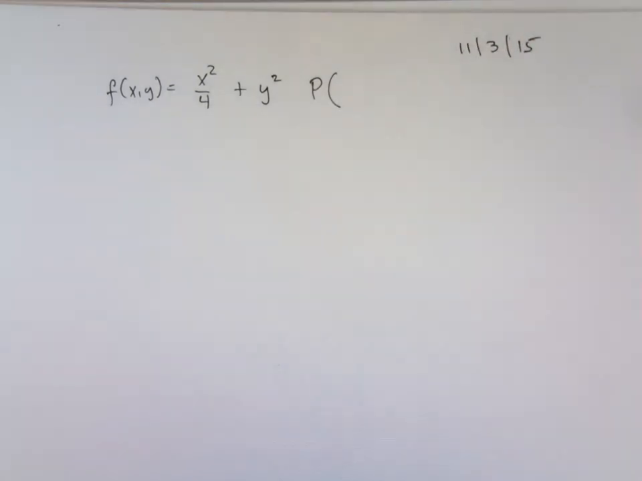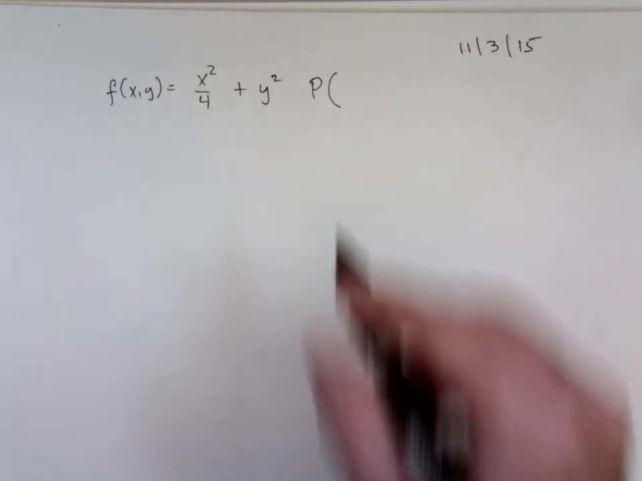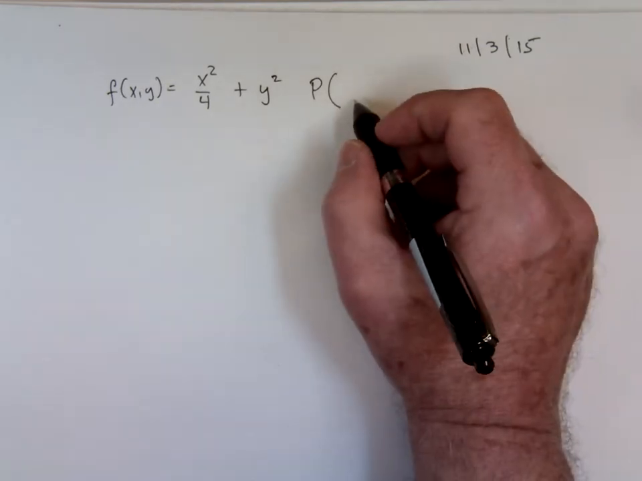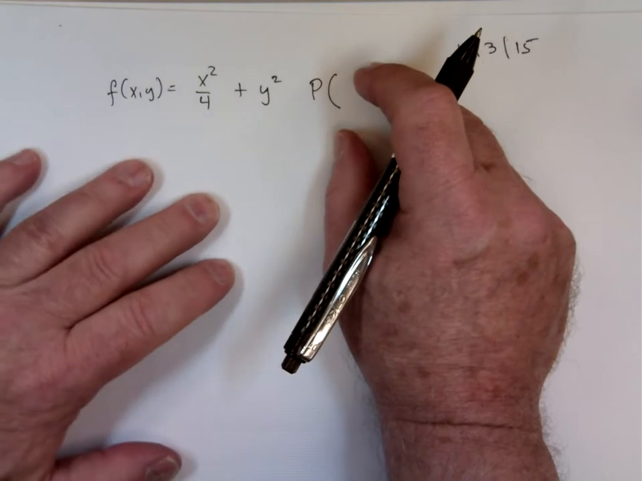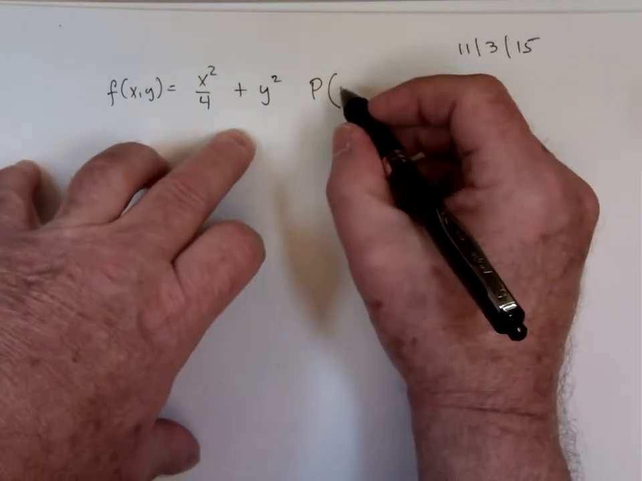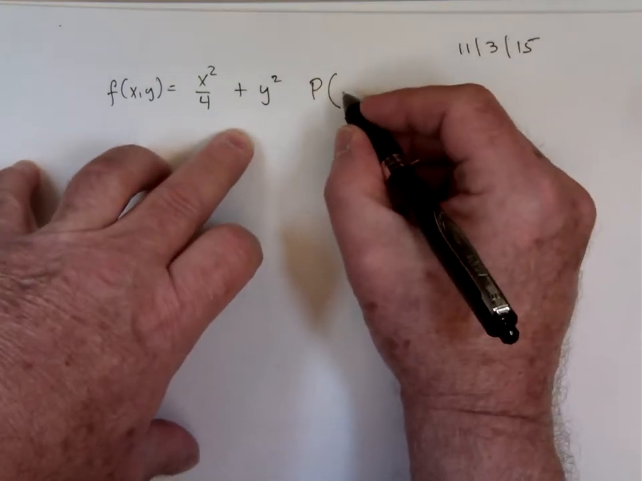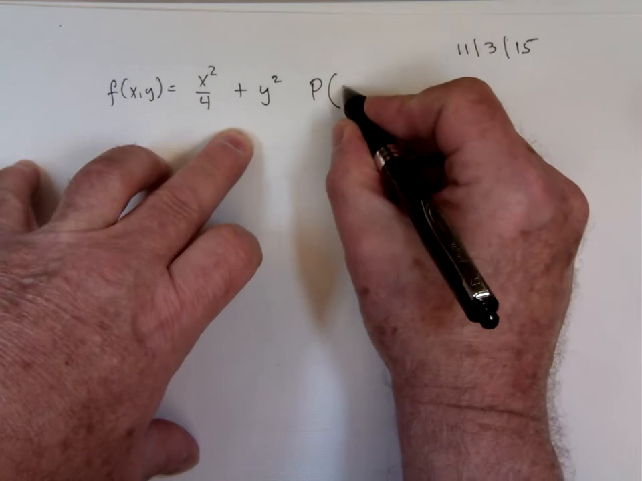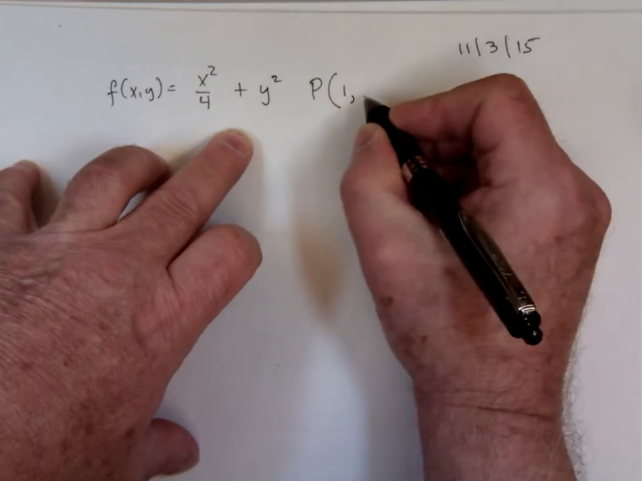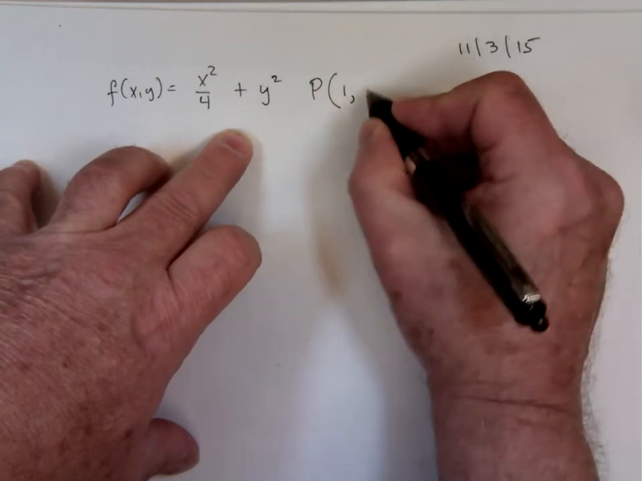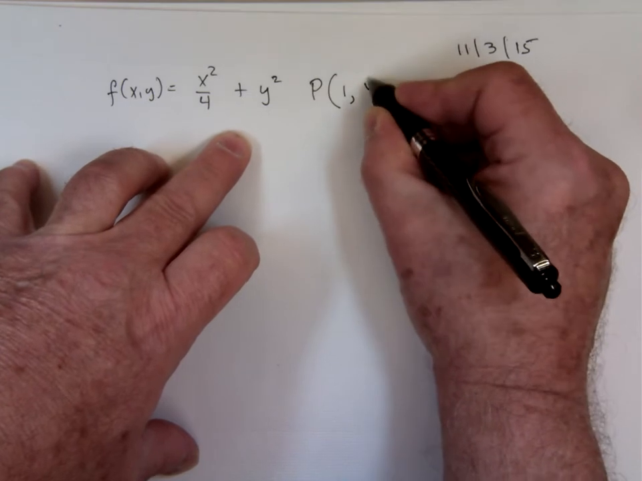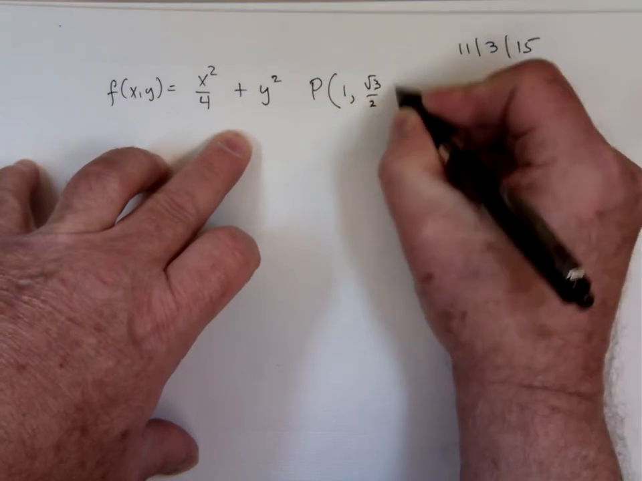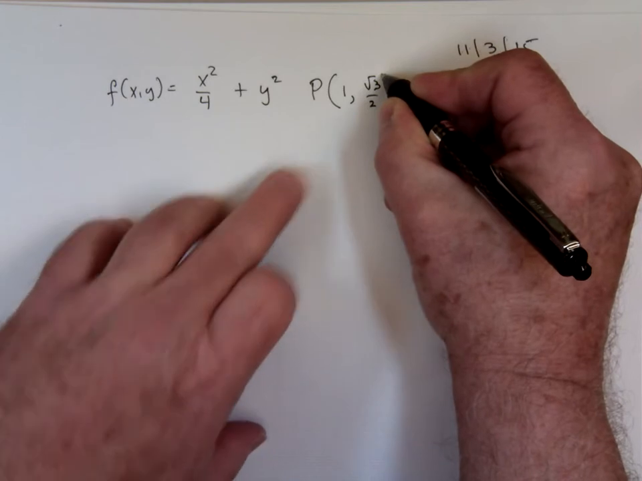All right, the point is, the one they gave you involved square roots of 3, so I may as well do something like that. If I do x is 1, let's make the y square root of 3 over 2. That's in the xy plane.